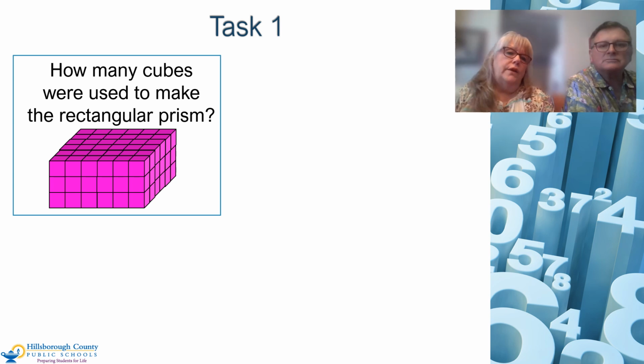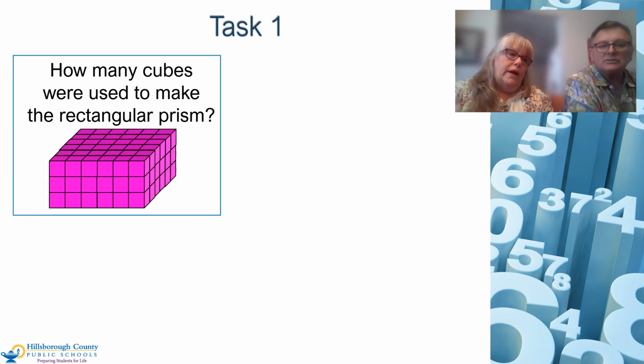So looking at your first task, you were asked to find out how many cubes were used to make that rectangular prism. What's one way a student might do this, Daryl? Well, there's lots of strategies. For some students that are struggling, they need to count every single one of those cubes. So they might need to get out the cubes and count them.